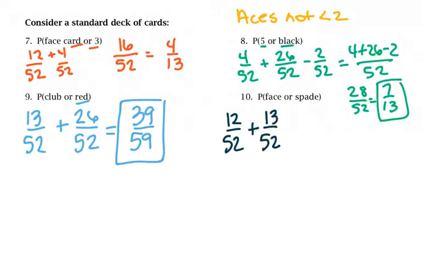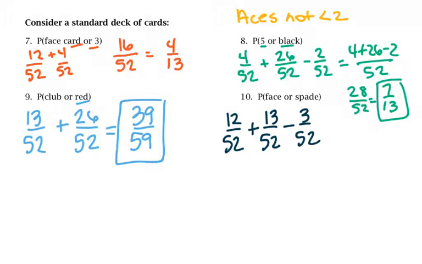Are there any face cards that are also spades? So if you go back and look at your picture, you've actually got a few face cards that are also spades. There's 3 of them. So we're going to take away 3 of them because we've already counted the jack of spades, queen of spades, and king of spades when we counted the face cards. So we don't want to count them again when we did the spades. So we're going to just take them out.